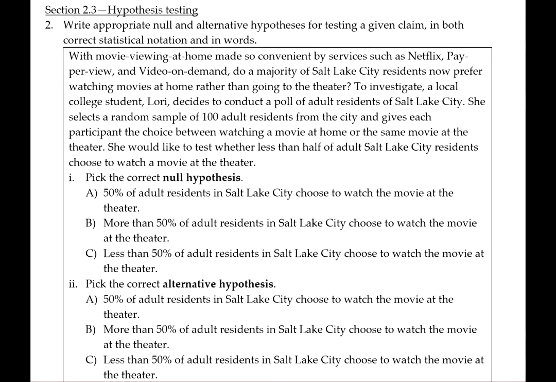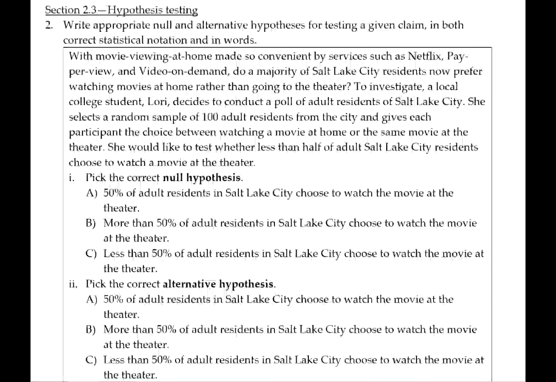She selects a random sample of 100 adult residents from the city and gives each participant the choice between watching a movie at home or the same movie at the theater. She would like to test whether less than half of adult Salt Lake City residents choose to watch a movie at the theater. First, pick the correct null hypothesis. The null hypothesis is always a statement of equality. If we were to write the hypotheses in symbols, the null hypothesis would always have the equal symbol in it.